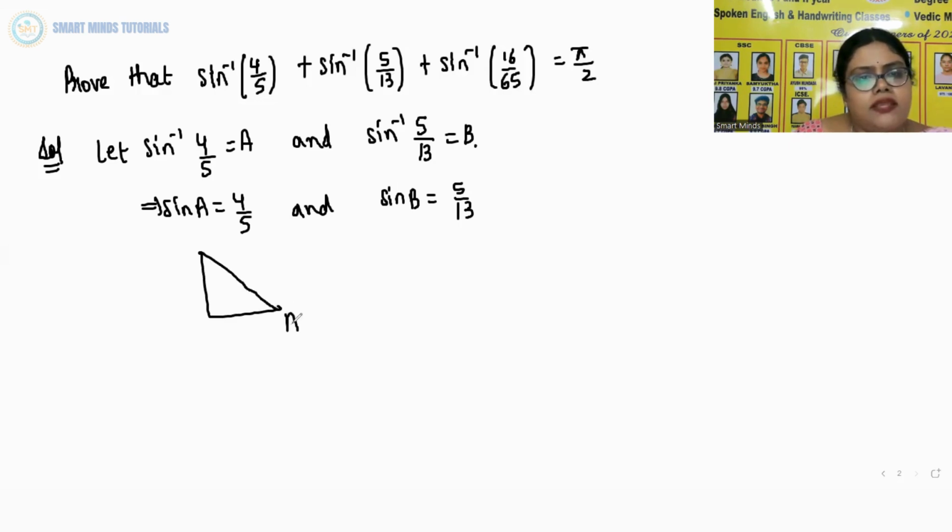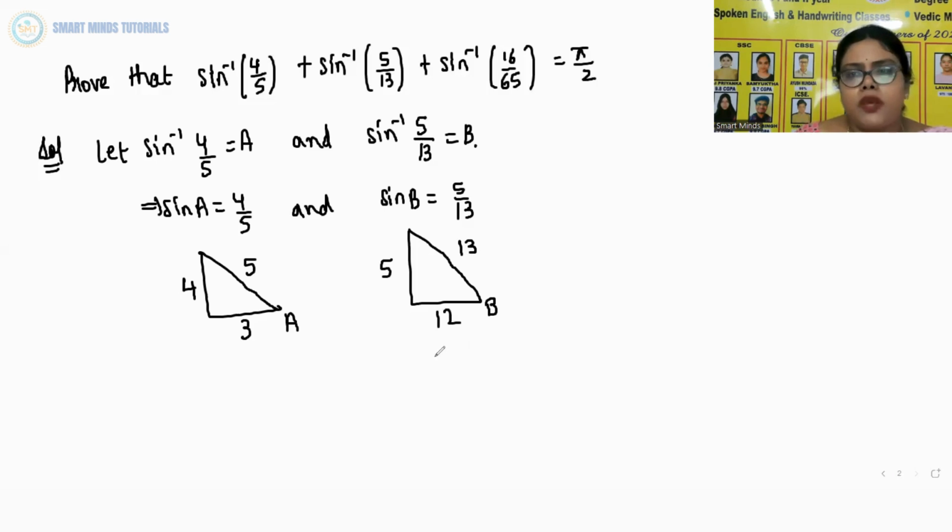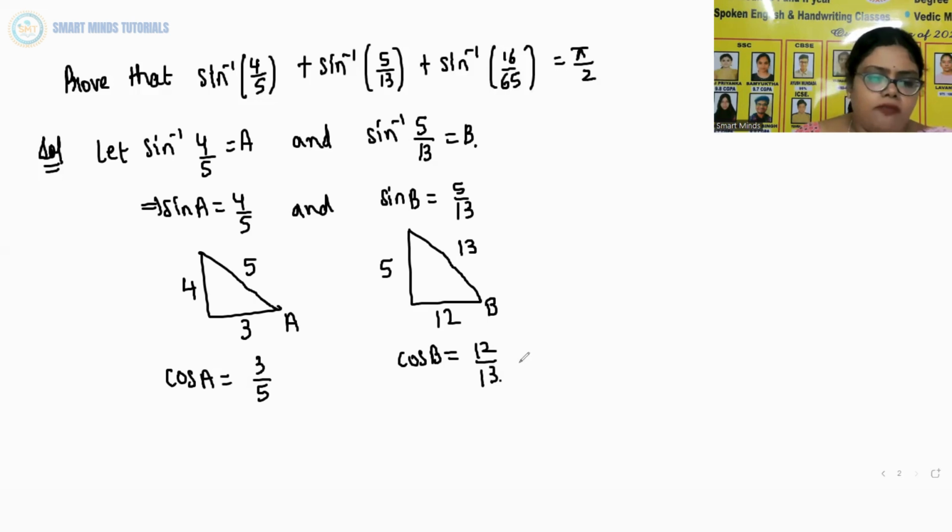Now we draw a figure. If this is A, sine is opposite by hypotenuse. This is opposite, this is hypotenuse. So the other side will be 3. Now if we draw the figure for this, if this is B, again sine is opposite by hypotenuse. Opposite side is 5, hypotenuse is 13. So by Pythagoras theorem, the third side will be 12. Now after getting the figure, we will find cos A and cos B. So cos A is adjacent by hypotenuse, so 3 by 5. And over here cos B is again adjacent by hypotenuse, 12 by 13.